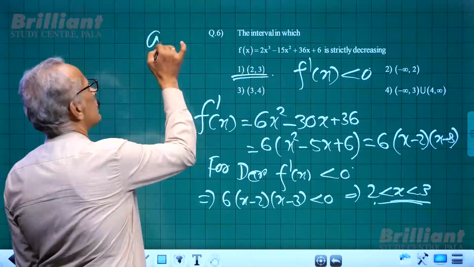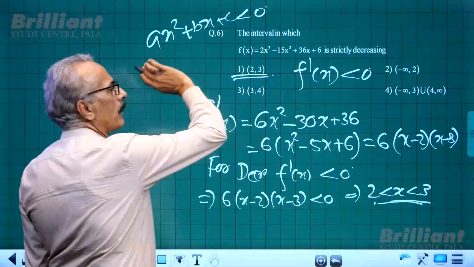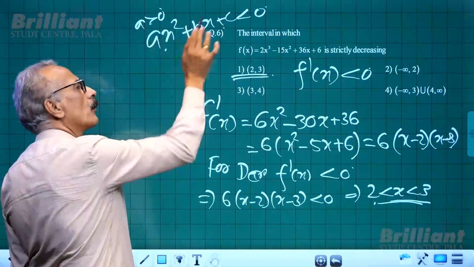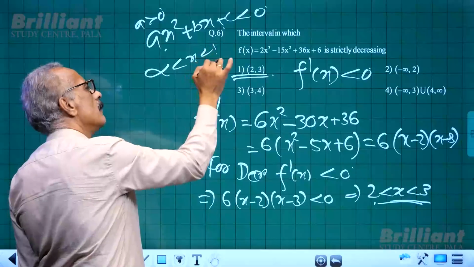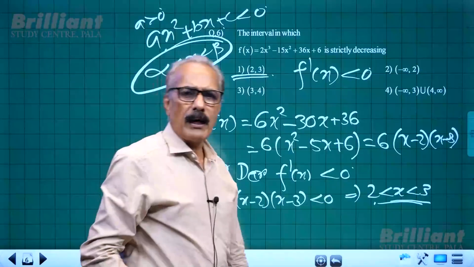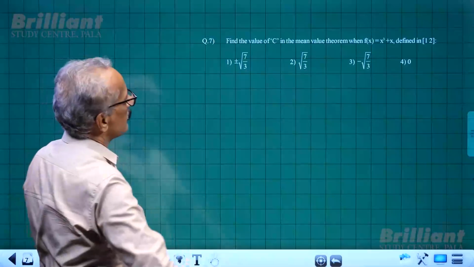Because for ax square plus bx plus c less than 0, a quadratic inequation where a is greater than 0, the answer will lie between the roots, alpha less than x less than beta, where alpha is the smaller root. Very quickly you can write it, otherwise you can use that inequation. Okay, we'll move on to the next question.